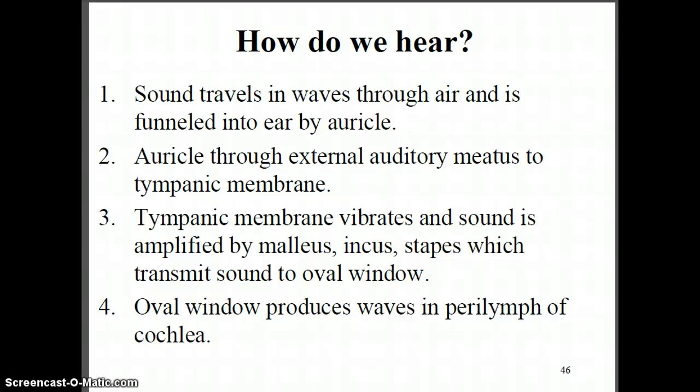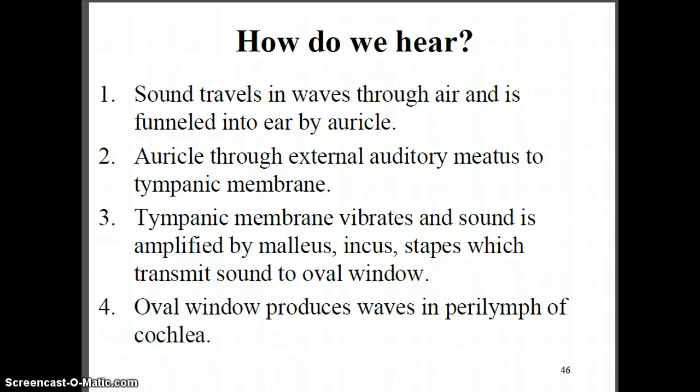All right, how do we hear? We've looked at some of the structures. Sound travels in waves through the air and is funneled into the ear by the auricle. Then through the external auditory meatus to the tympanic membrane, which vibrates, and then the sound is actually amplified by the malleus, the incus, and the stapes, which then transmit the sound via vibrations to the oval window.